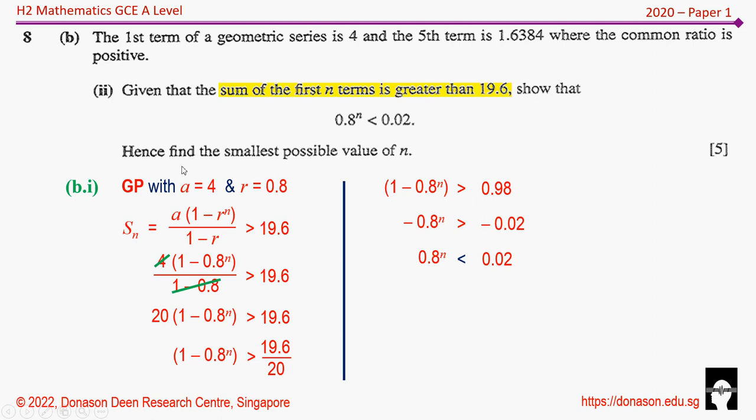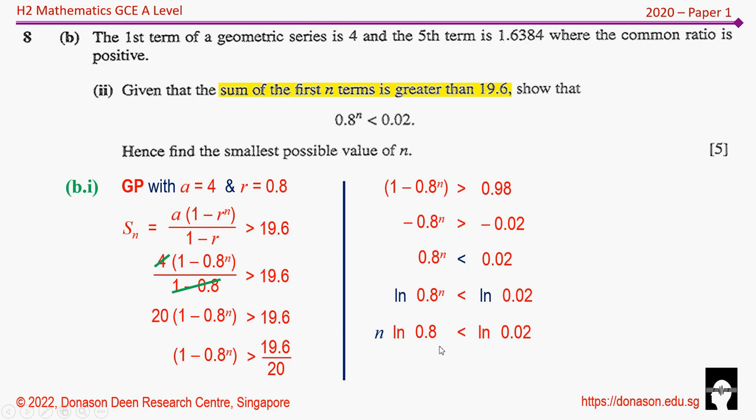And then the next part says, hence find the smallest possible value of n. Since the n is in the power, in order to bring down the power to the front, we need to take log to both sides. So I'm taking the natural log. ln 0.8 to the power of n, on the right side, is going to be less than ln of 0.02. Let's bring the n to the front by using one of the laws of logarithms. So we will have n times ln 0.8 is less than ln 0.02.